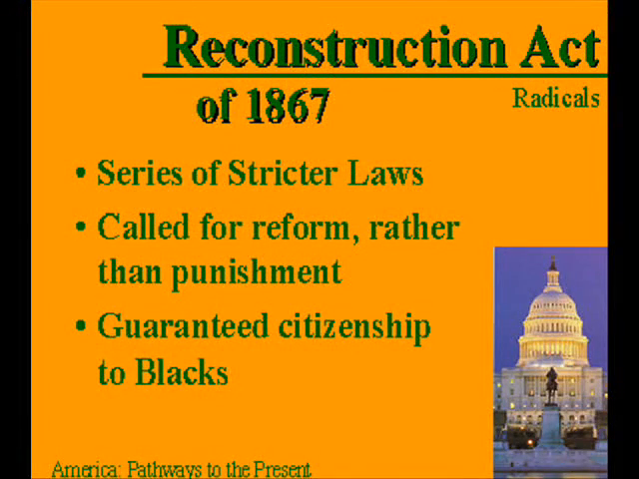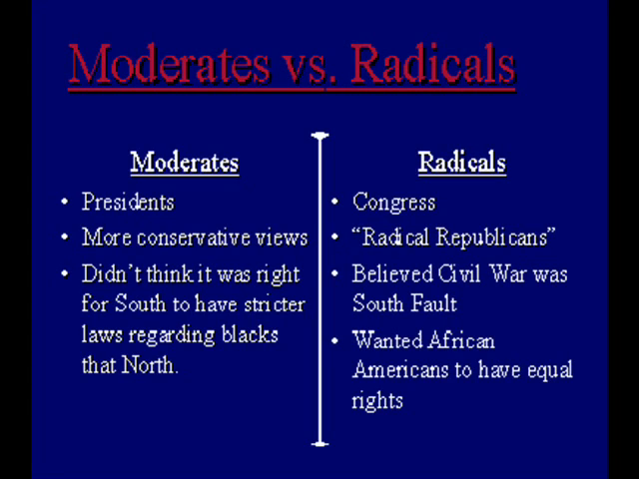It also temporarily barred Southerners that supported the Confederacy from voting and required Southern states to promise equal rights to all its citizens. Lastly, it required the states to ratify the 14th Amendment. The presidents and the moderates didn't think it should be too difficult for the defeated states to rejoin the Union. They wished to forgive and forget.